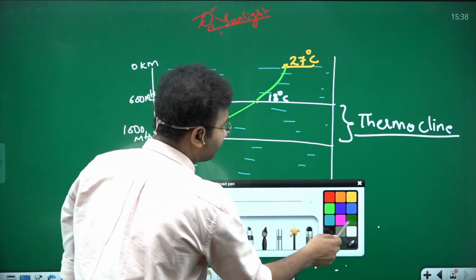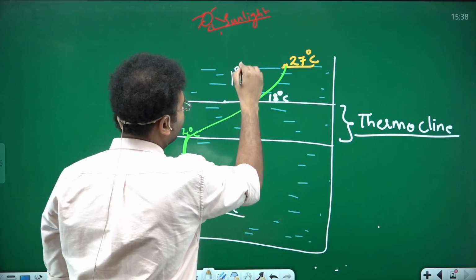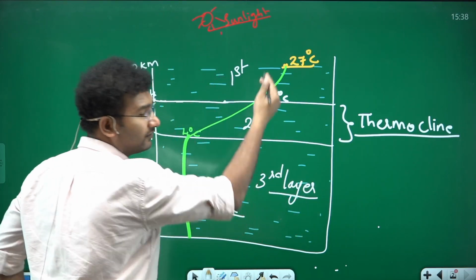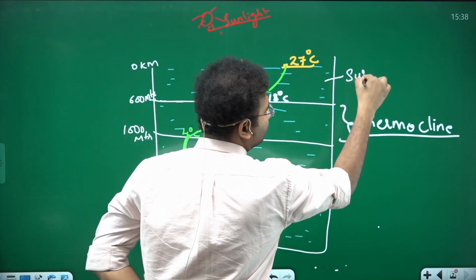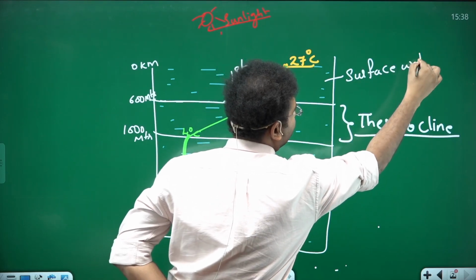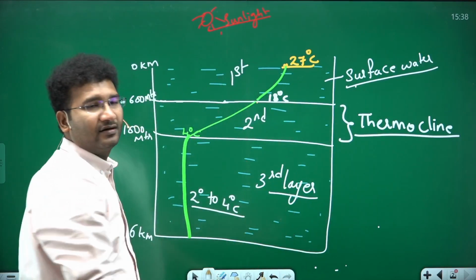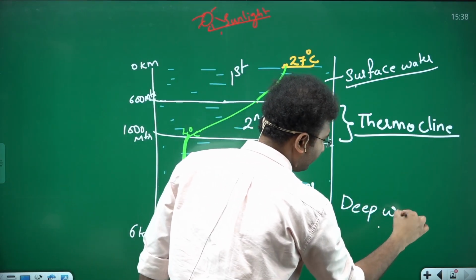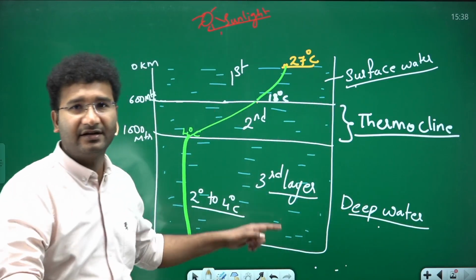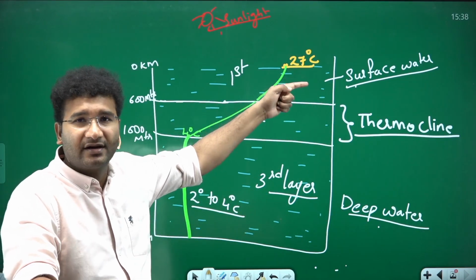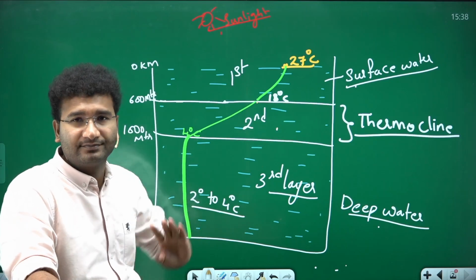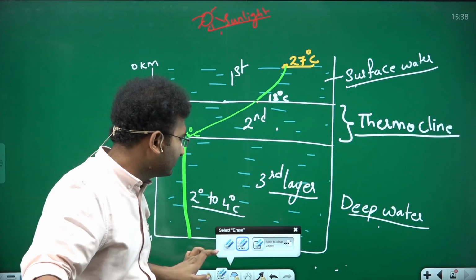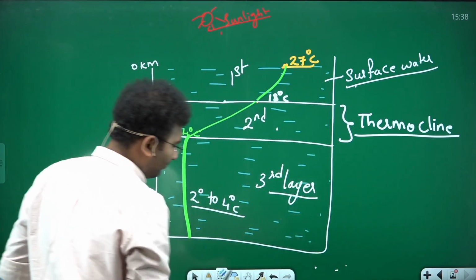The water which is present in the top layer, this is the first layer, this is the second layer, and this is the third layer. The water present in the first layer is called surface water, and the water present in the lower region is called deep water. These are deep waters, these are surface waters, right? And these are called bottom water. Bottom waters and deep waters are different, but let's not complicate ourselves. Let's call this the bottom water or deep water.